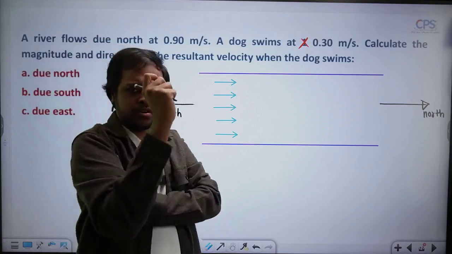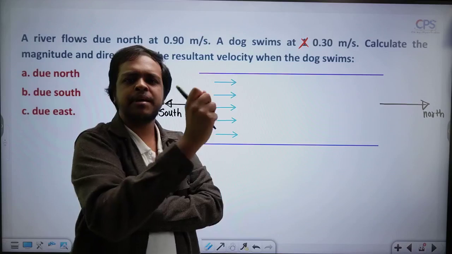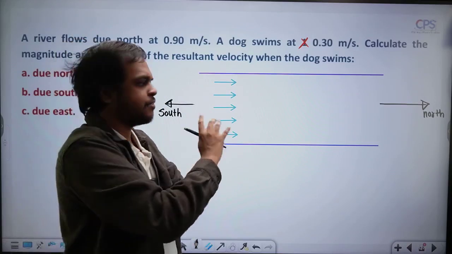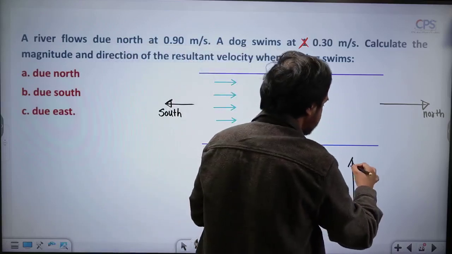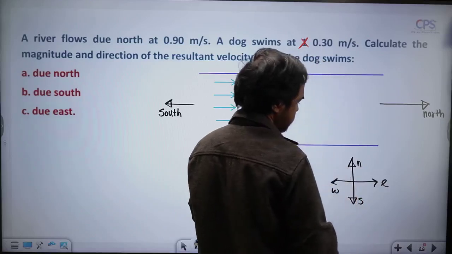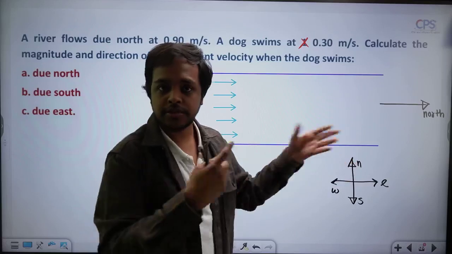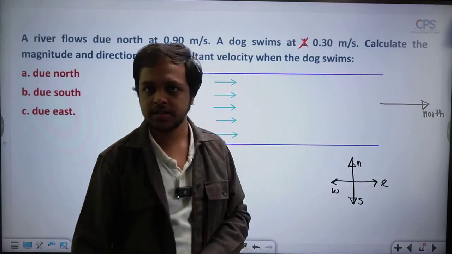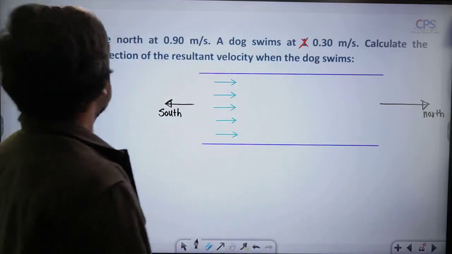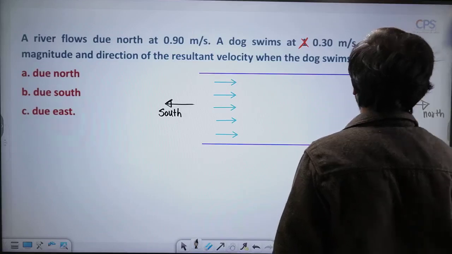If you don't remember this, just remember the map of your country. The maps are given in this direction. This is north, this is south, this is east, this is west. The maps are done in this direction. So if you stand towards north, the right hand side will be east and the left hand side will be west. So this is east, this is west.